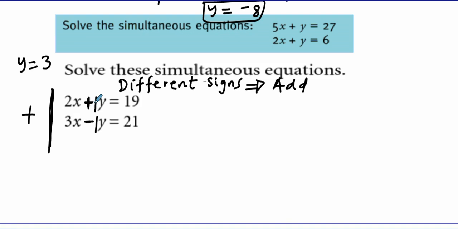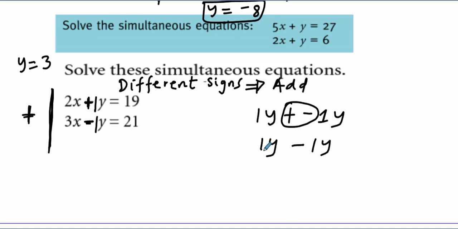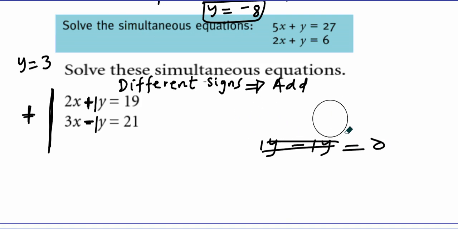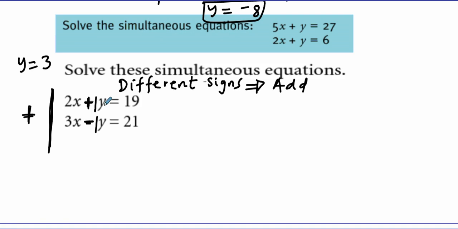Now, see, 1y plus negative 1y. Here students get confused, but I always say positive times negative is negative. So we have negative 1y, we have 1y here. So what is 1y minus 1y? Any number minus itself equals 0. So we don't write that, we cancel that. I hope that helps. Okay. So 1y plus negative 1y, this will be 0.